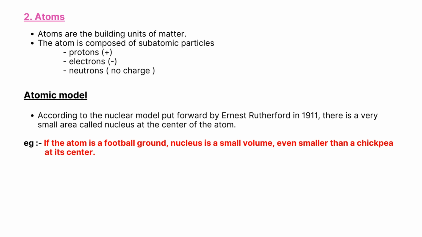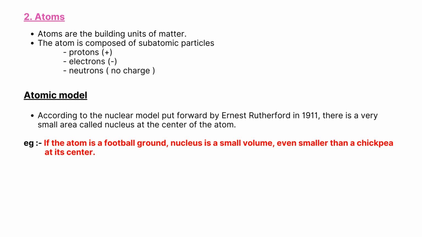Now scientists got the knowledge about atoms and subatomic particles throughout the years, and they wanted to explain how these atoms get their special definite properties. So in order to do that, different scientists proposed different structures or models for atoms, but only a few of those structures were accepted models. The first accepted model of atoms is the nuclear model, and this model was put forward by a scientist called Ernest Rutherford. According to the nuclear model put forward by Ernest Rutherford in 1911, there is a very small area called nucleus at the center of the atom. If the atom is a football ground, nucleus is a small volume, even smaller than a chickpea at its center.